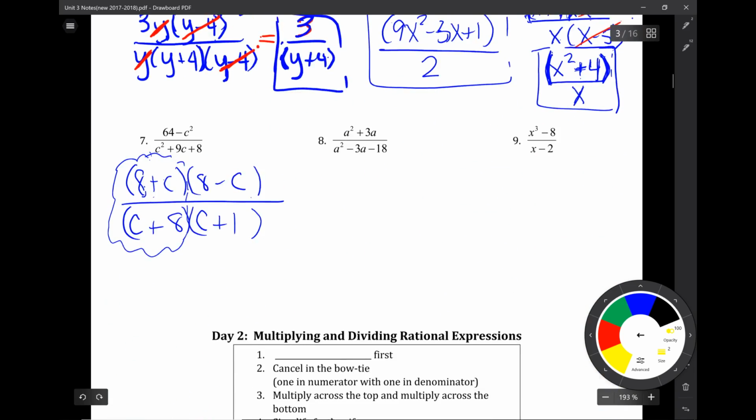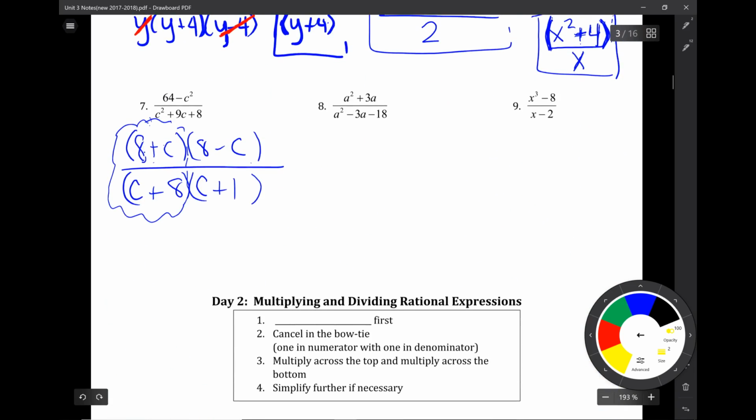So if we go back to the example that we are on, 8 plus c and c plus 8, that is just the commutative property. That means that those are completely equivalent to each other. So I can just cancel them out and it would technically make a 1, and you don't have to write anything for it. So your final answer would just be the other two factors.